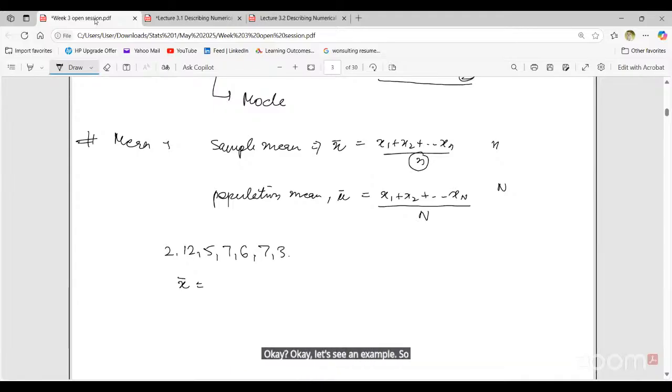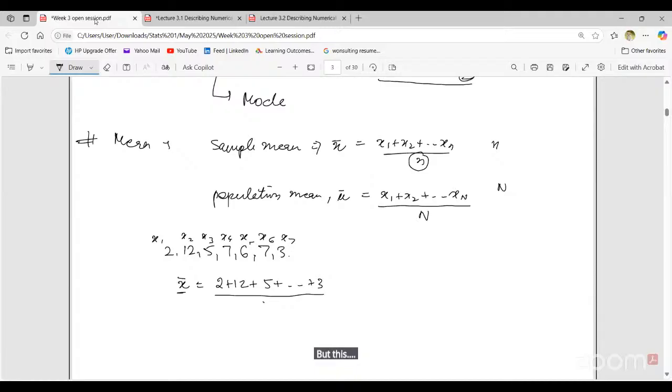We have data here: 2, 12, 5, 7, 6, 7, 3. These are my data, so basically this is my x1, x2, x3, x4, x5, x6, and x7. Now you have to calculate the sample mean. So what would it be? 2 plus 12 plus 5, and so on till 3, divided by what?